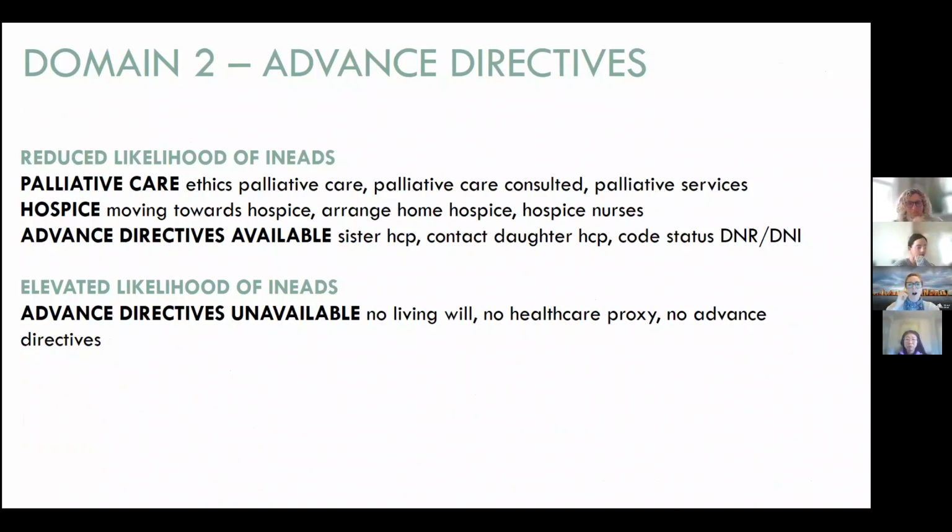The hospice and palliative care, we did put these in the reduced likelihood of being in needs category because generally speaking, if a decision has been made for hospice or for palliative care, it means someone was involved or consented or in a discussion about this with the patient. So we thought that this would be more indicative of having a reduced likelihood rather than an elevated likelihood of being in needs. And the elevated likelihood category here is advanced directives unavailable. So if there was any text indicating that the patient didn't have a healthcare proxy or did not have an advanced directive, we picked these up in this category.